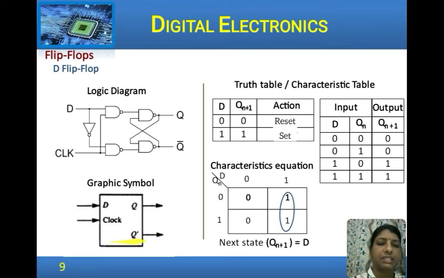So, this is the graphical symbol of the D flip-flop. D flip-flop has only one input. So, there is a clock. Here we have indicated a positive edge triggered clock, we have the negative edge triggered clock also, and two outputs Q and Q bar. So, the truth table or characteristic table.